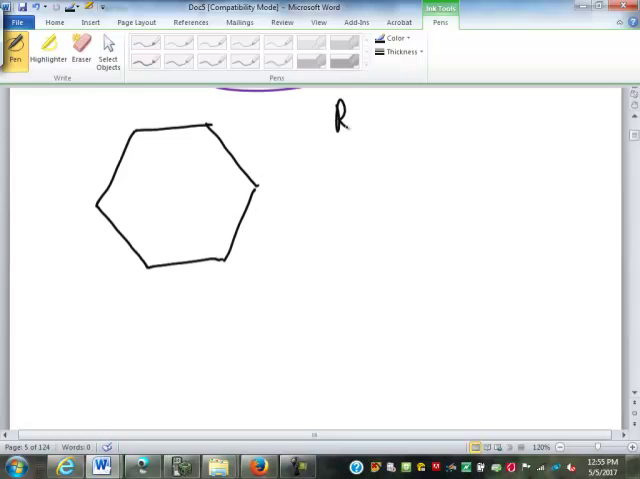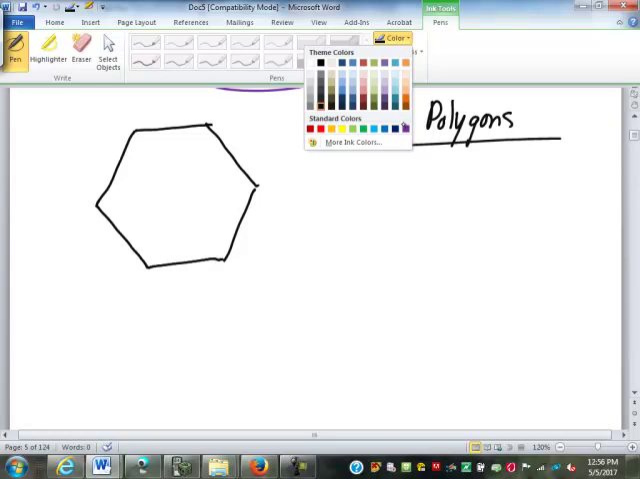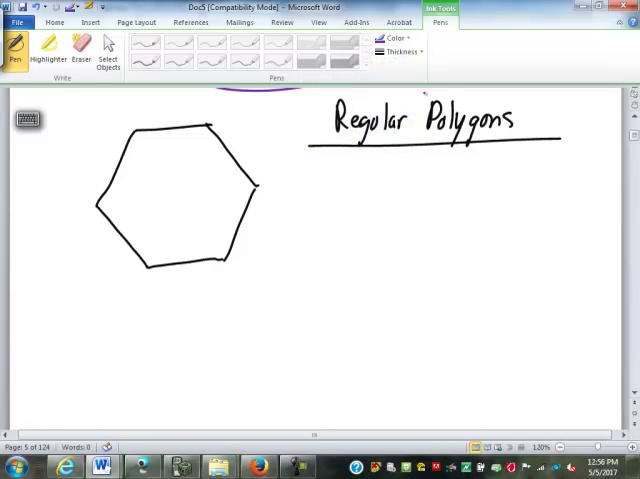We're going to look at regular polygons. What do I mean by regular polygons? All the sides are the same, all the angles are the same, yes. So, in a regular polygon, how do we find, first of all, the angle sum?